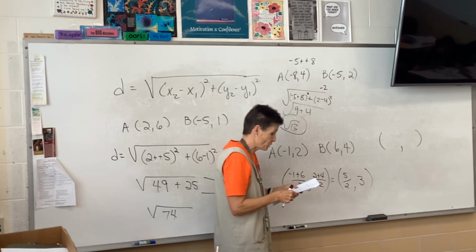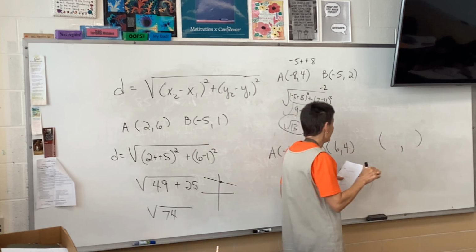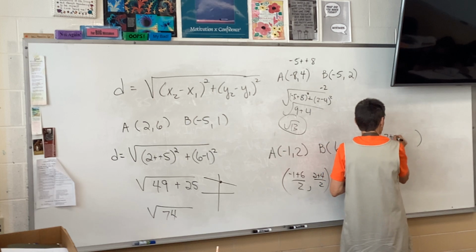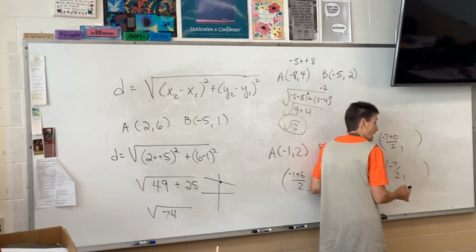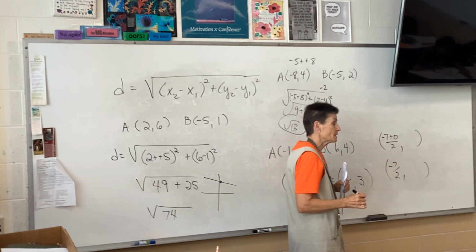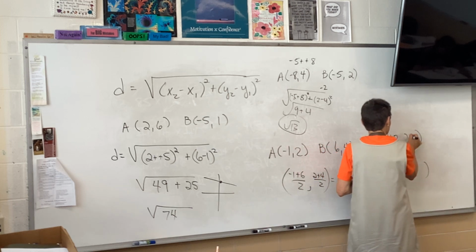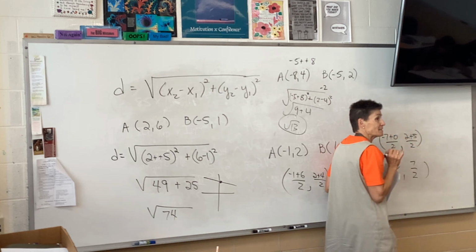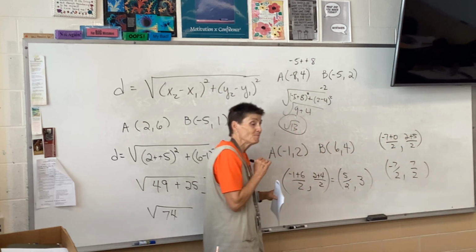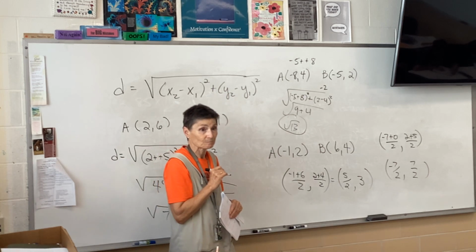Do that again, Edie, and tell me what you come up with when you average your x's. So -7 plus 0. I got -7/2. Is that what you got this time? Yes. And then 2 plus 5. Well, actually, they do both kind of match, only they're supposed to be 7/2. Negative 7/2, positive 7/2.